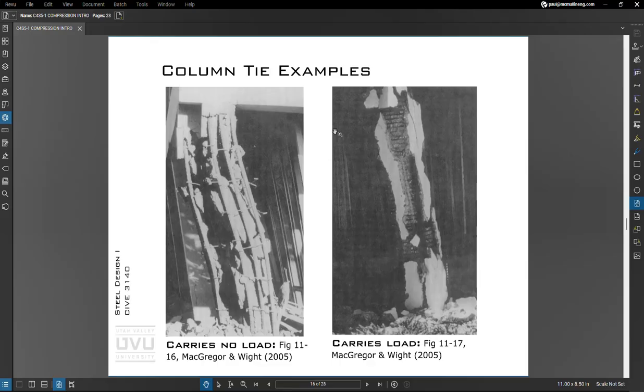So when we get into seismic design, the design of the members themselves still follows the same principles you've learned already. What's different is the detailing requirements to make sure this type of behavior happens rather than this. And that's the crux of seismic design.